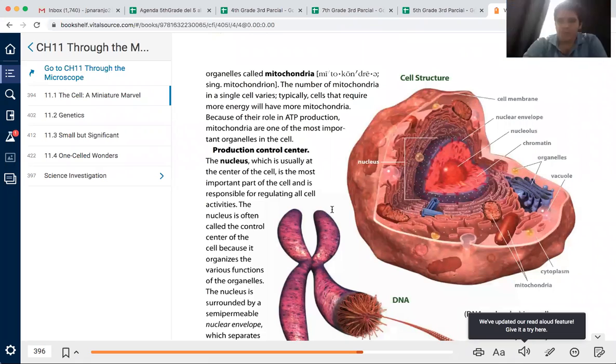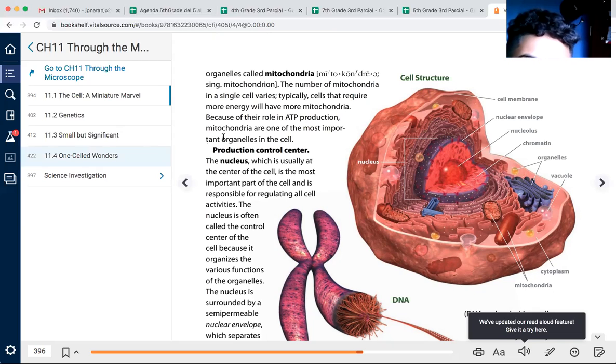Organelles called mitochondria. A mitochondrion is in a single cell, but a typical cell that requires more energy will have more mitochondria. Because of their role in ATP production, mitochondria are one of the most important organelles in the cell.